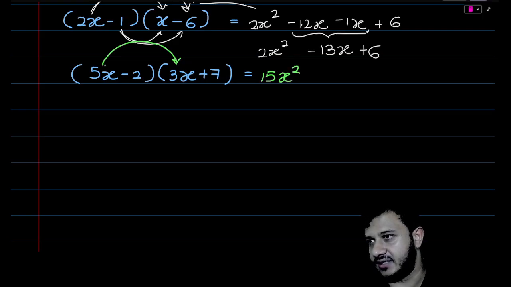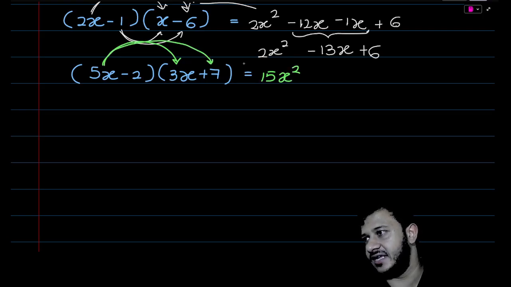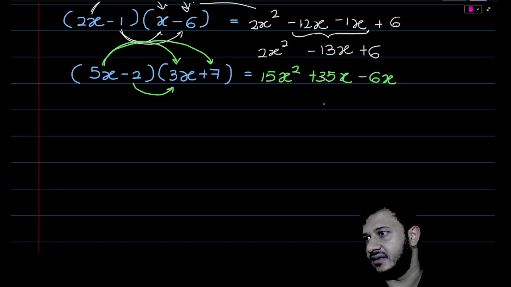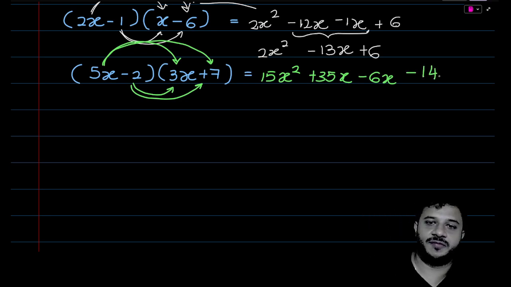15x squared is correct. 5x times 7x, that's 35x. A negative 2 and a positive 3 gives a negative 6x. Negative 2 times positive 7, that's a negative 14. I think you can simplify from there. Tell me the final answer, sir.